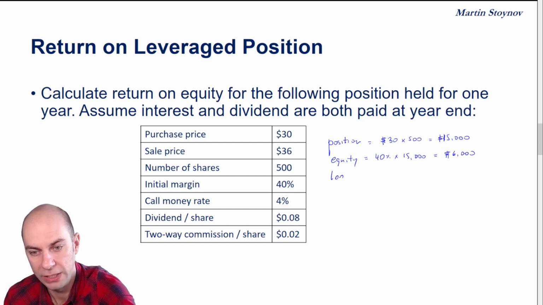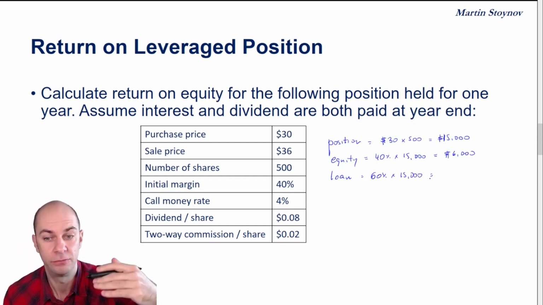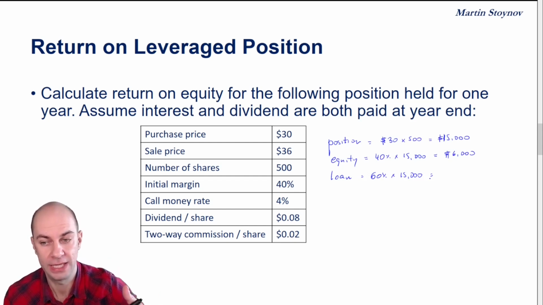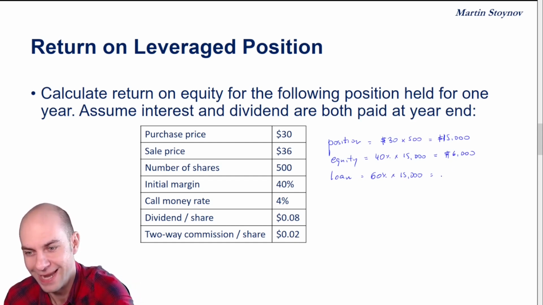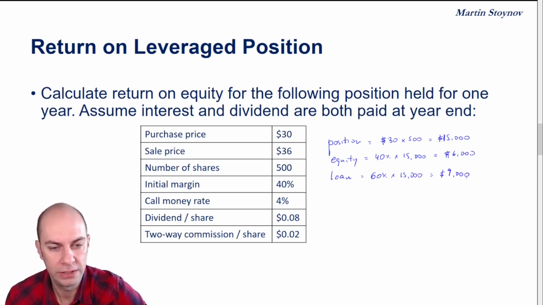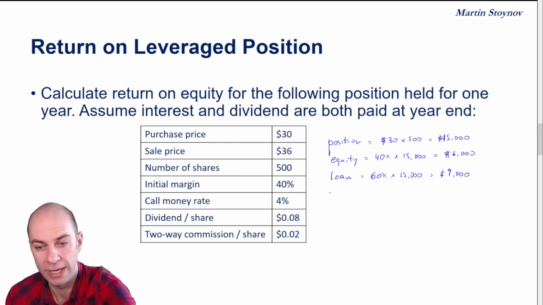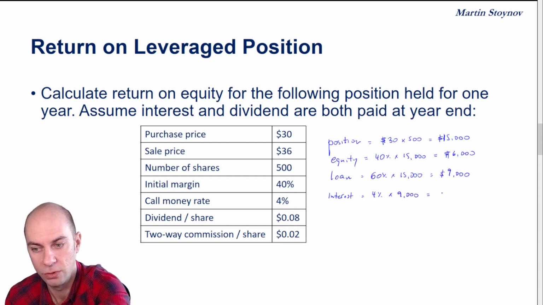And that, of course, is $6,000. The loan can either be calculated as 60% of $15,000, or you could simply say, well, the position is $15,000, I had to put $6,000, so the broker had to put the remaining $9,000. Okay, what's next? We know that the call money rate is 4%, so that's the interest rate for 1 year. So my interest expense is going to be 4% of $9,000, which of course we know is $360.